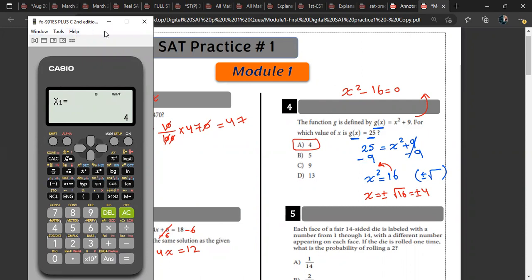Okay, so yes, thank you. You are welcome. So in this case here, you use a calculator or use steps as you like, but don't forget to use plus or minus root.